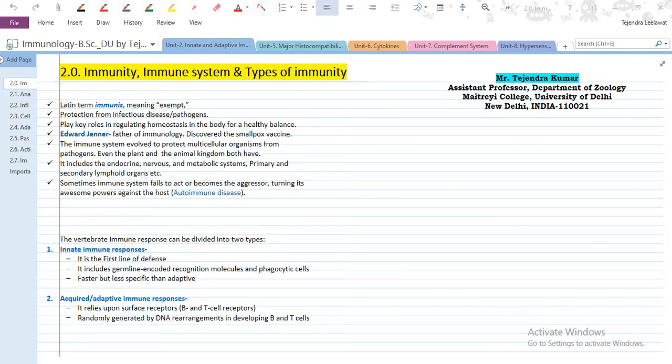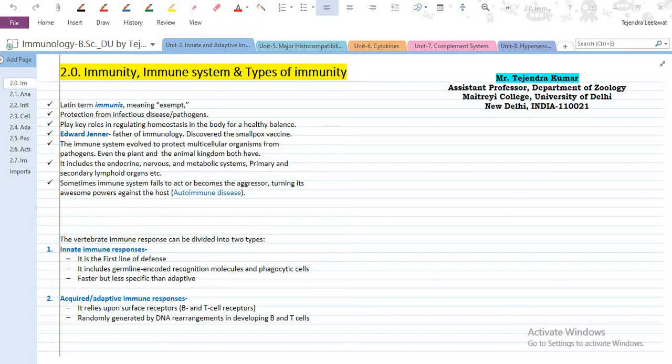Immunology is derived from the word immunis, which is a Latin word, and its meaning is exempt. It means protection from infectious disease or pathogens, those pathogens which cause disease in us. So immunology plays an important role in regulating homeostasis in our body for a healthy balance, and that's why it protects us from outsiders and invaders.